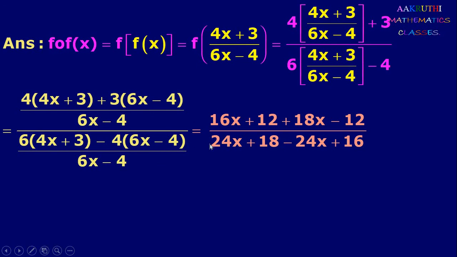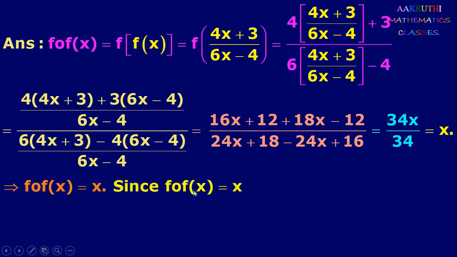Here we multiply all the terms. Now here 12 gets cancelled and 24 gets cancelled. Remaining is 16x plus 18x. 16x plus 18x is 34x and here 18 plus 16 is 34. So remaining is 34x by 34. Again 34 cancels, remaining is x. Therefore f composite f of x is x here. So therefore f composite f of x is x.